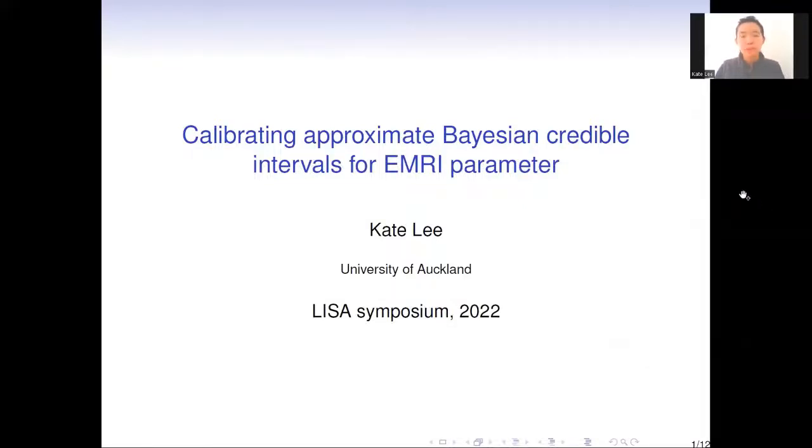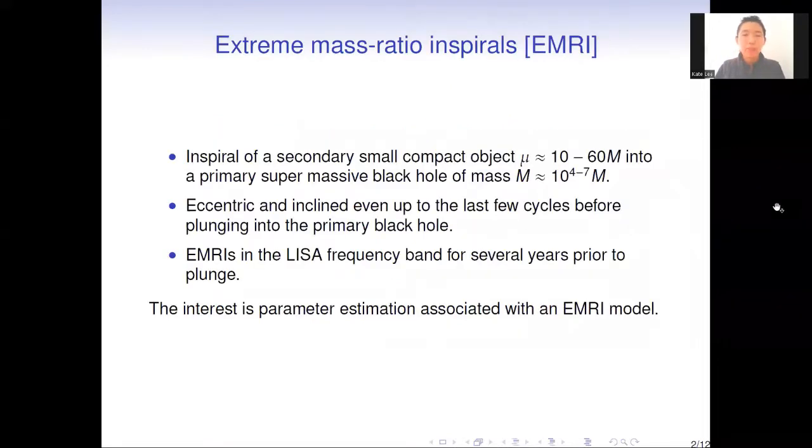In this talk, I will present Bayesian calibration with EMRI application. EMRI stands for Extreme Mass-Ratio Inspiral. It is an inspiral of a secondary small mass into a primary supermassive black hole. Because of the extreme mass ratio between the secondary and the primary mass, it can be eccentric and inclined, even up to the last few cycles before plunging into the primary mass black hole. The scientific interest of EMRI is that it is one of the promising sources for gravitational waves in the LISA band.